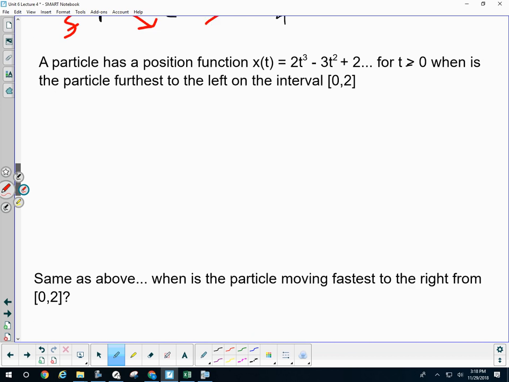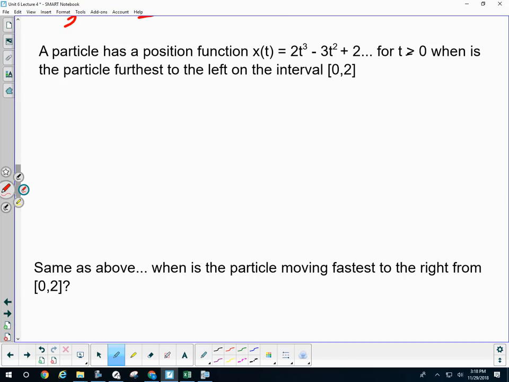All right, let's do some problems dealing with finding absolute maxes and mins. We have a position function. Is the particle furthest to the left on the interval from 0 to 2? Okay, let's talk about position. This is x of t. If I plug in a value into this, I get a position. So if I plug in 0, I'm going to get a position of 2. So let's say this is 0, and this is my particle. At 0, we start at position 2.